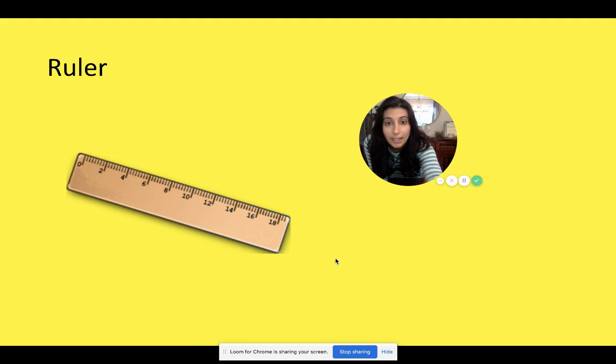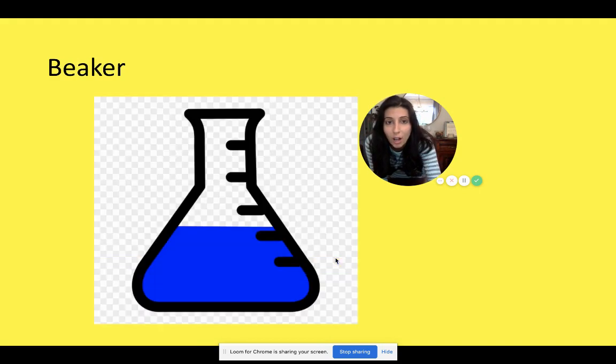Let's see what our next tool is. Ooh, this is a beaker. Can you turn yourself into a beaker? Let's see, how will we do this? How about hands straight at our sides, and we'll bring our legs out. Now, there are many, many types of beakers. They don't all look like this, as we saw in our Brainpop Jr video, but we're being the beaker today.